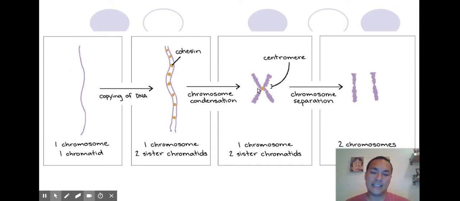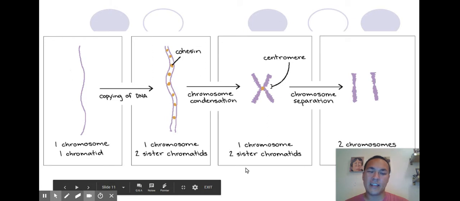Here they have condensed to undergo mitosis, so this would be in prophase. And then they separate in anaphase. Once they separate, they become their own chromosomes. That's just how we count them. Alrighty then. Check out that video if you're confused. This right here should say 2 chromosomes, 1 chromatid underneath it.